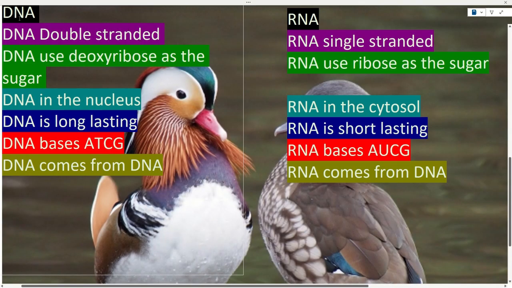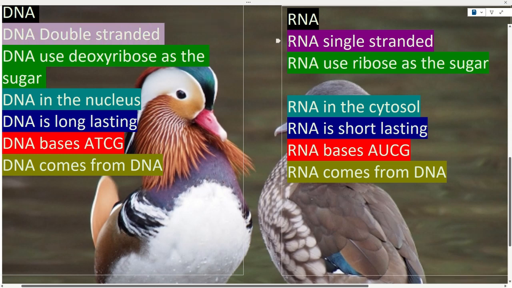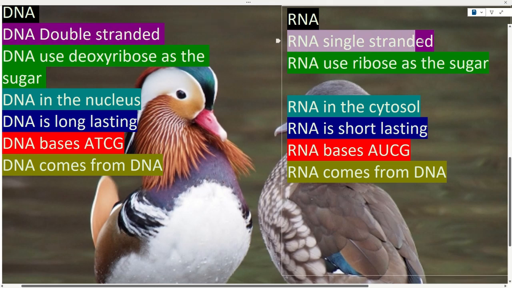Alright, so I made this handy dandy little chart here to help us keep them straight. So DNA is double-stranded. Think D for double. Unfortunately, I don't have a handy-dandy word for RNA that starts with R. That means single-stranded, but RNA is single-stranded.